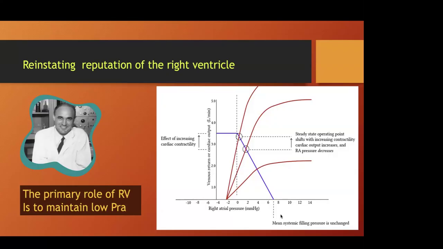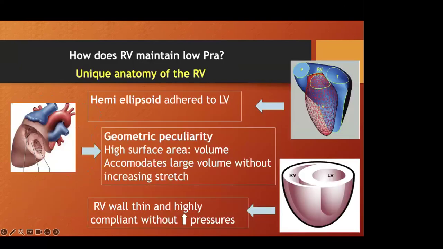So how is this right atrial pressure kept low by the right ventricle? That depends on the anatomy of the right ventricle. If you see the right ventricle here, it is quite ellipsoid. Look at the shape of the LV, it is quite conical, whereas the right ventricle is more spherical or ellipsoid, and it wraps the left ventricle.